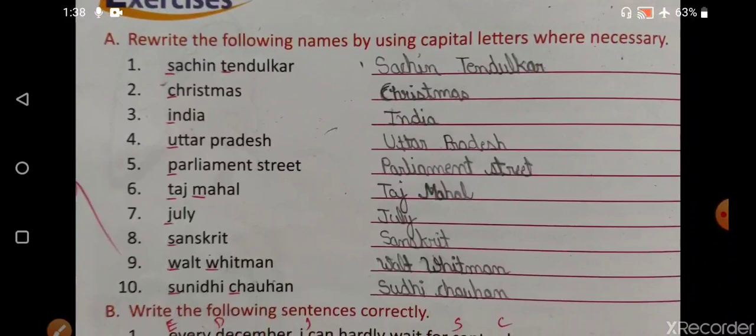So Sachin Tendulkar is a proper noun, it is a name, so S and T of Sachin Tendulkar will be capital. Christmas is written with a capital C, India is written with a capital I. Uttar Pradesh, U and P will be written capital. Parliament Street, P will be capital. Taj Mahal, T and M of Taj Mahal will be capital. July, J will be capital. Sanskrit, S will be capital. Walt Whitman, both W's will be capital. Sunidhi Chauhan, S and C of Sunidhi Chauhan will be capital.